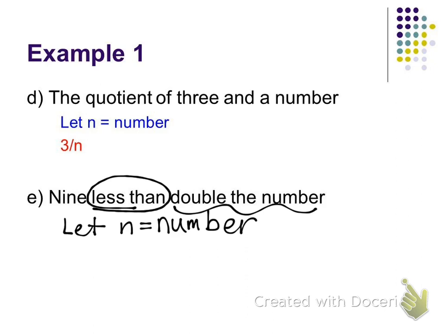Okay? The other trick in this one is the word double. Times 2. Good. So I want 2 times a number, so 2n. Then I'm going to take the 9 away.